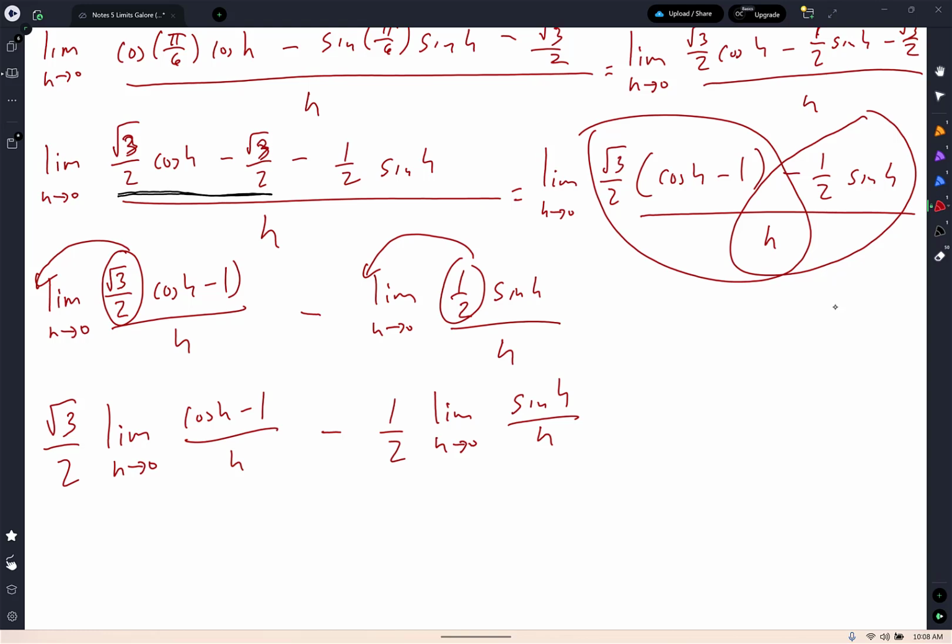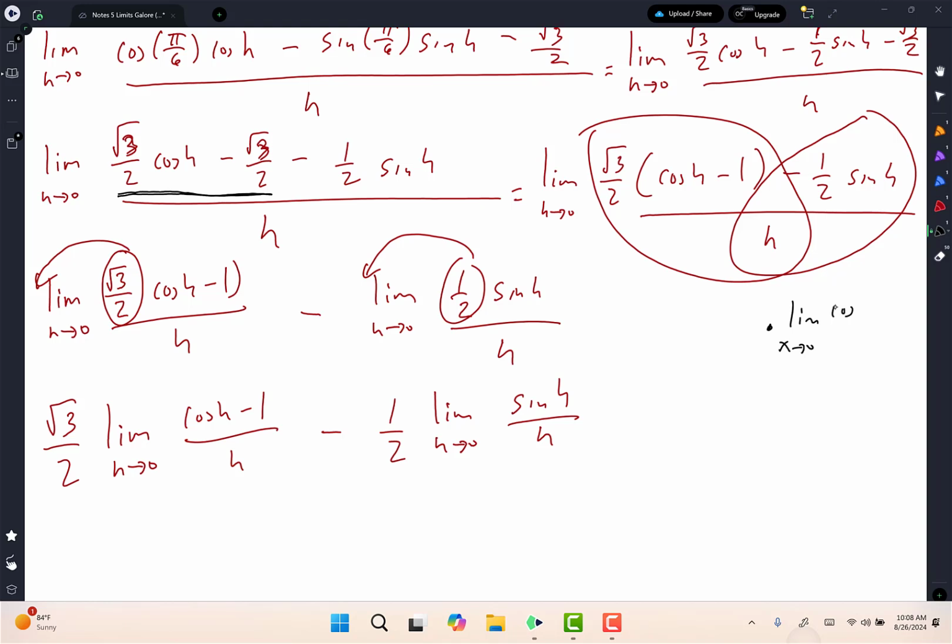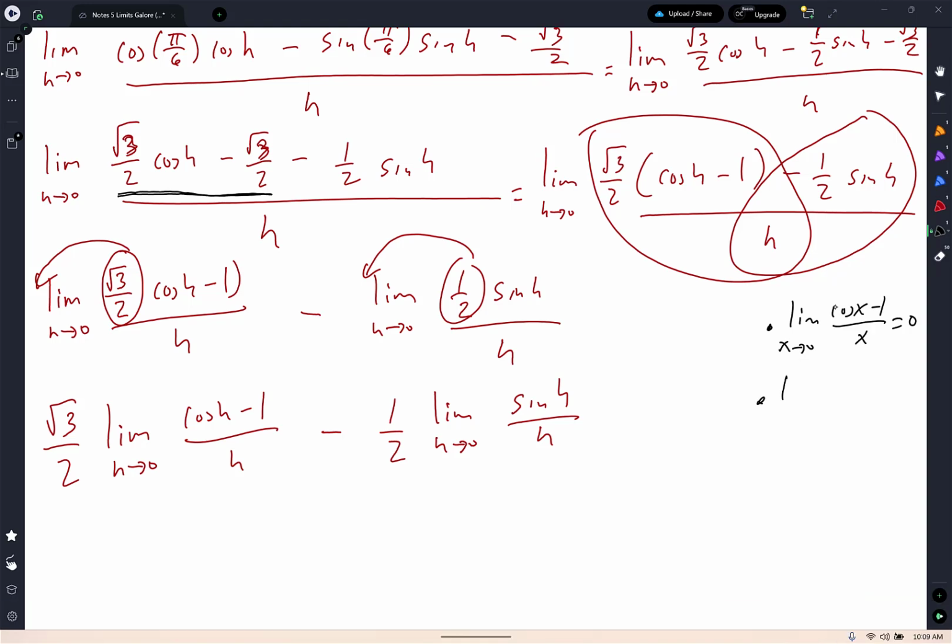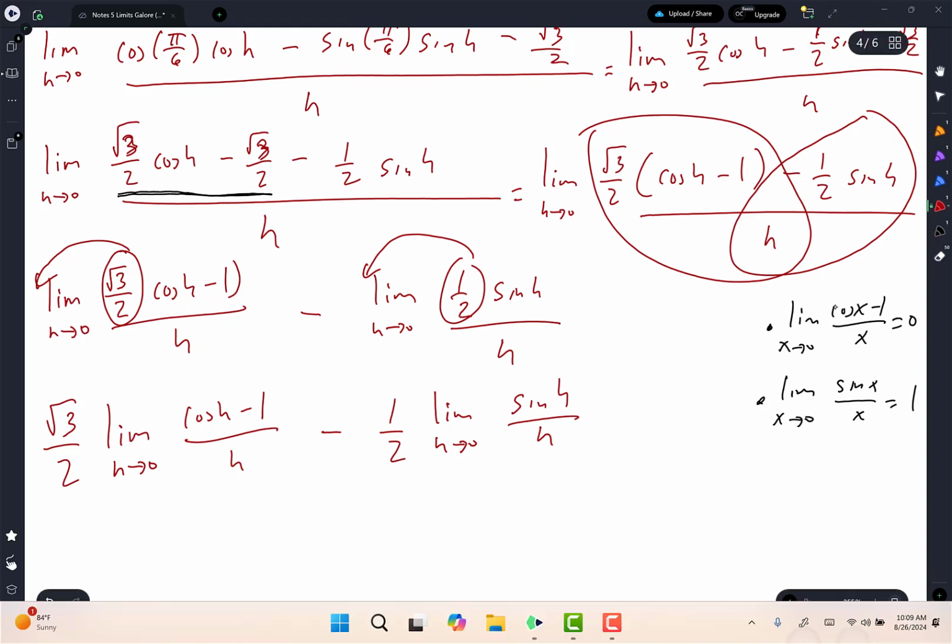All right. Last thing. We know, and I'm going to put the properties here, we know limit as x approaches 0 of cosine x minus 1 over x is 0. And we know limit as x approaches 0 of sine x over x is 1. That's what we know.